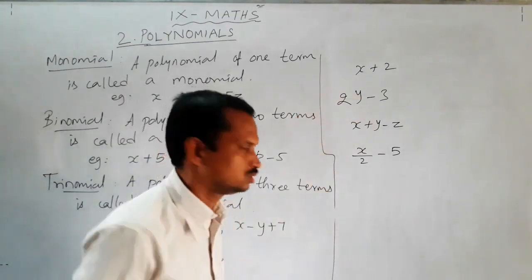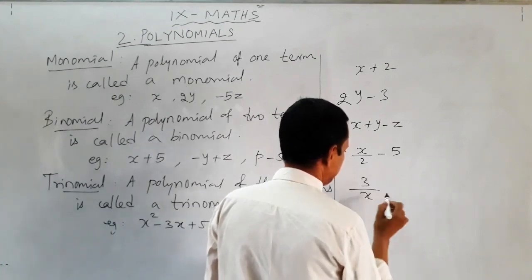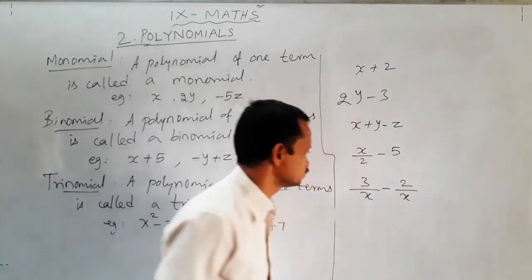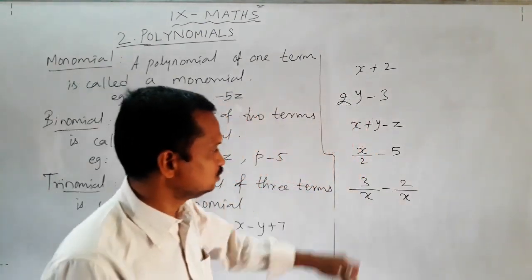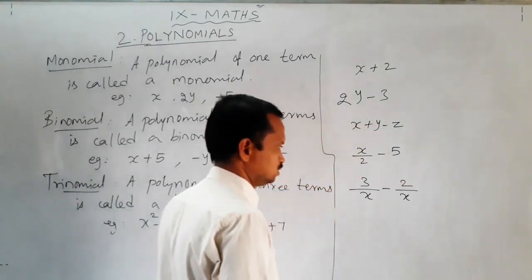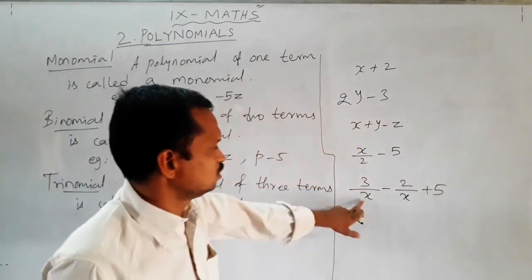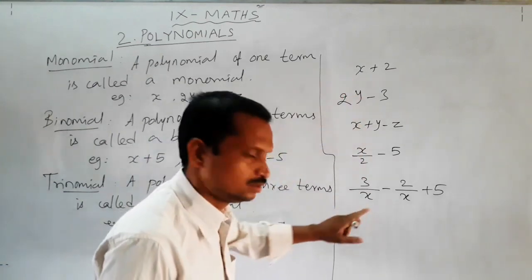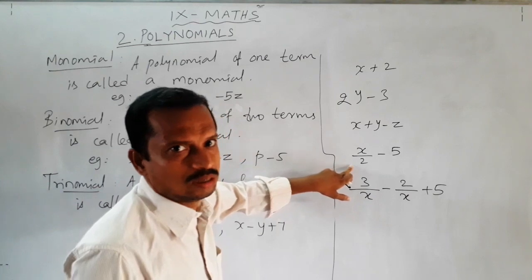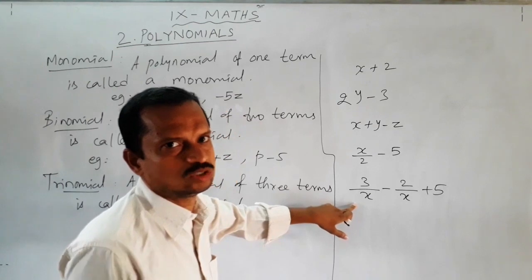All are algebraic expressions. And you see 3 by x minus 2 by x. So you see this is an expression. Clear? 3 by x minus 2 by x plus 5, like that everyone you can take. So here it is also an expression. All are expressions. Okay. But up to the first 4, we can say they are polynomials. But this expression is not a polynomial.